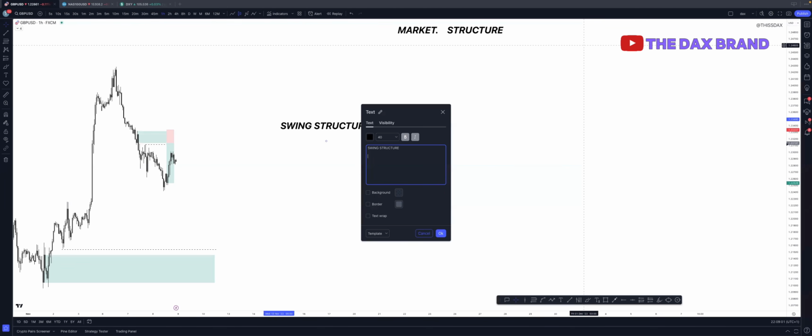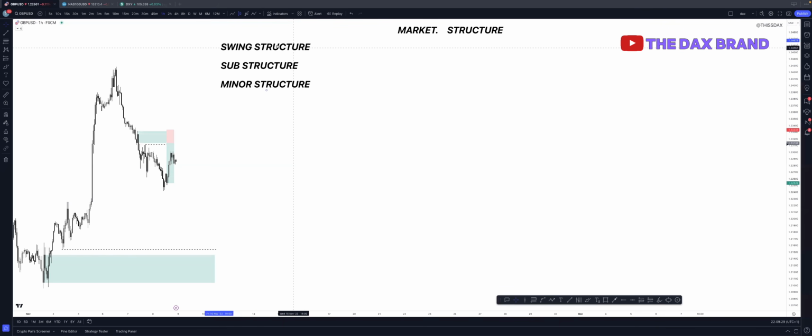Substructure. And the minor structure. Thank you, guys. Yeah, the most important one actually is the swing structure.